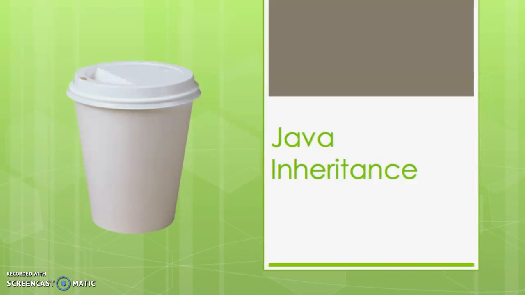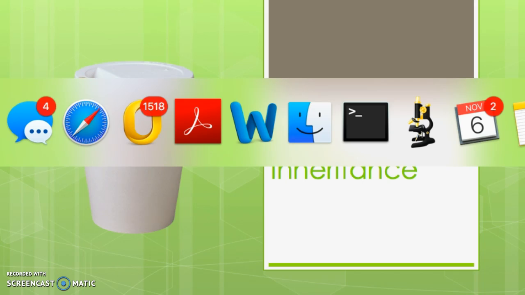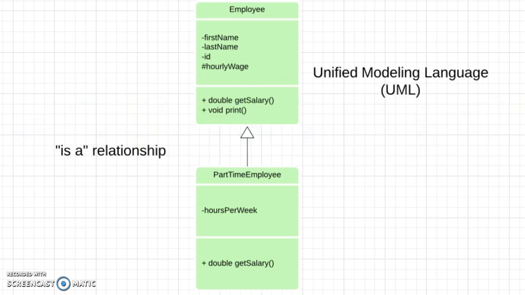This video deals with Java inheritance. So we're going to start by looking at a class diagram. And this class diagram is done in the Unified Modeling Language, more commonly known as UML. So in UML, we have these boxes that contain 3 sub-boxes, and this represents a class.